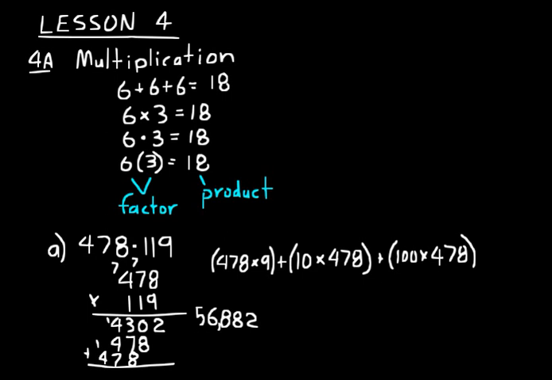56,882, and we can put a comma in there. That's our product of that multiplication problem. Let's do another one. This one deals with money, multiplying 200 by $3.75.